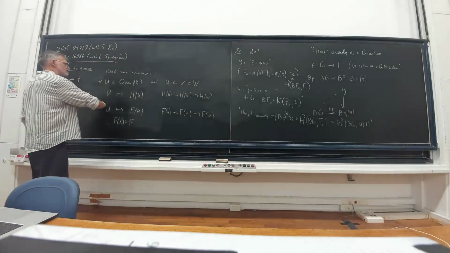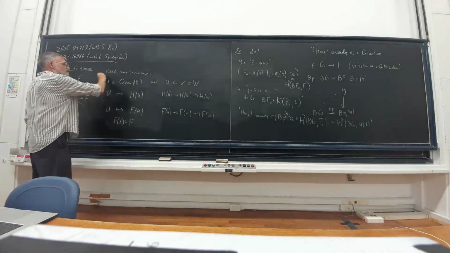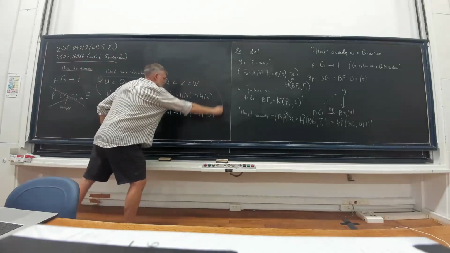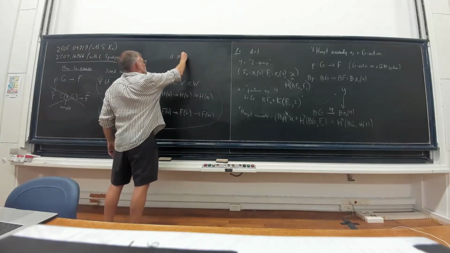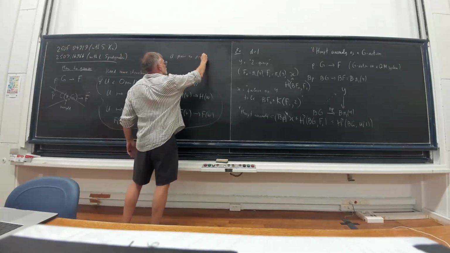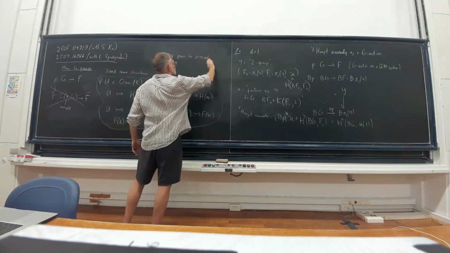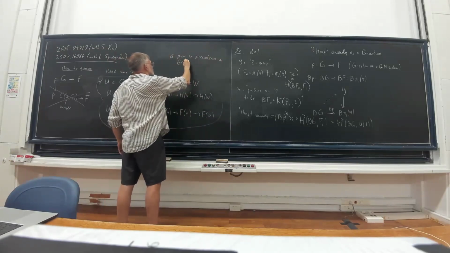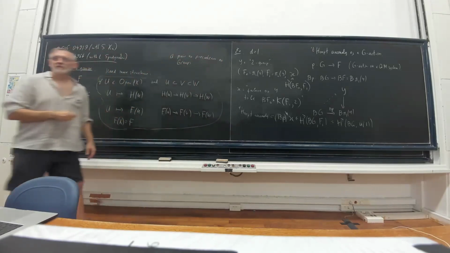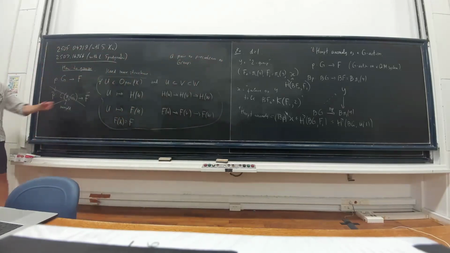So what we're getting is a pair of sheaves of groups. So that's what we really keep in the back of our mind when we talk about gauge.